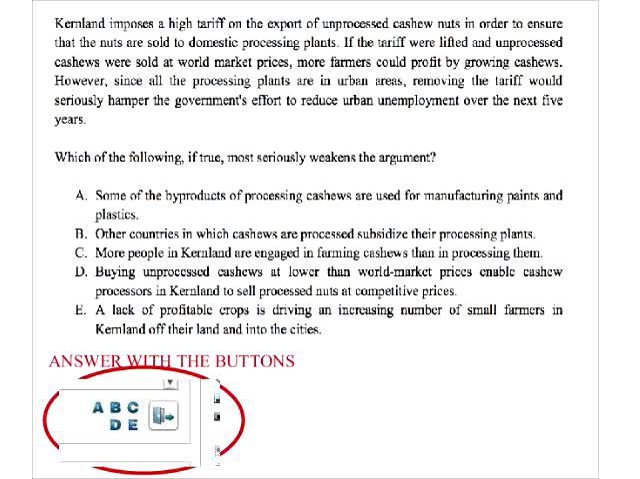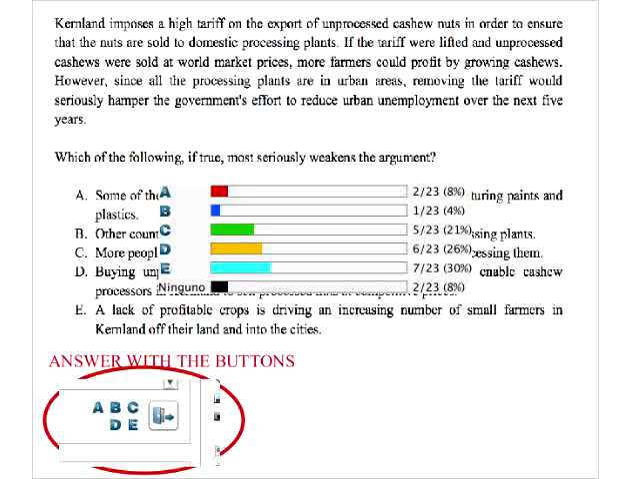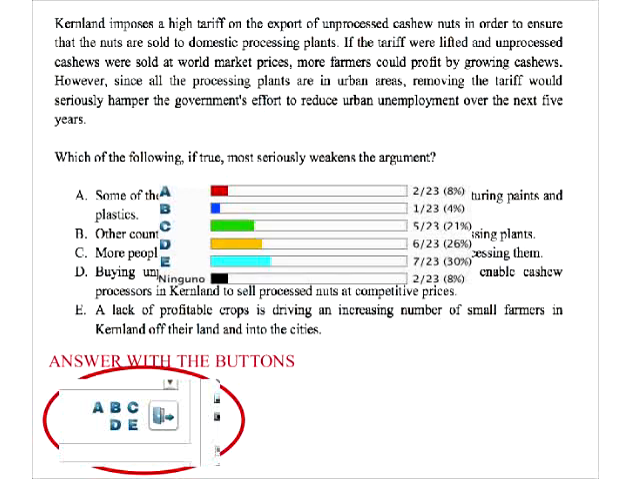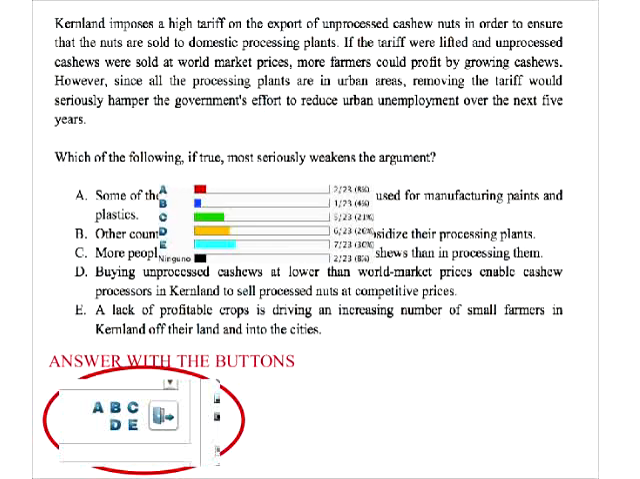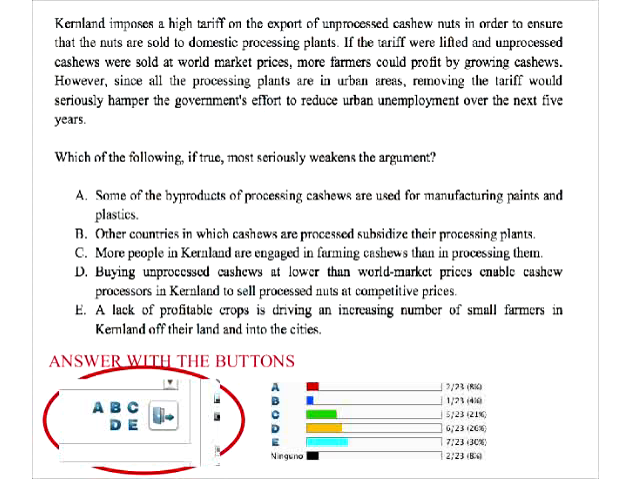Okay, here's the class statistics. Let's take a look. We're sort of more all over the place on this one, although the correct answer is the most popular one. So let's take a look. Here's the deal. All right, let's simplify this argument.